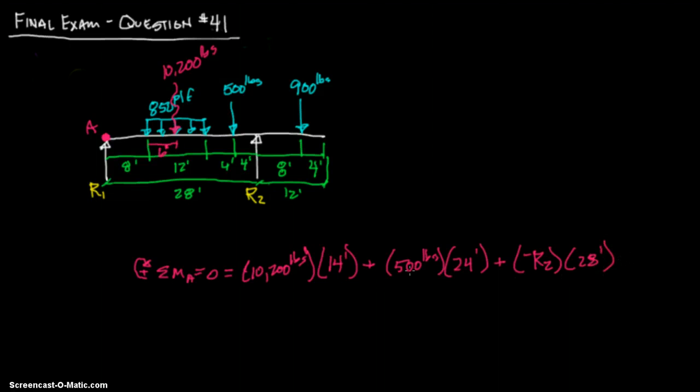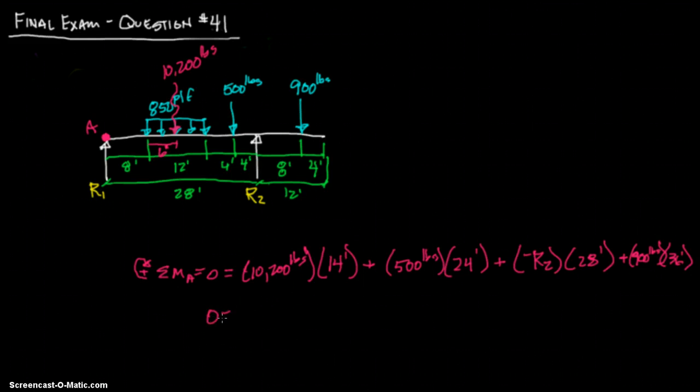And then I'll go ahead and bring it down here so you can see. Actually, no, I won't. I think I can put it up here. 900 pounds times 28 plus 8 is 36 foot. And remember, that's positive moment because we're going this way. And we defined it right here, that is positive moment. Alright, there we go. Let's go ahead and solve.